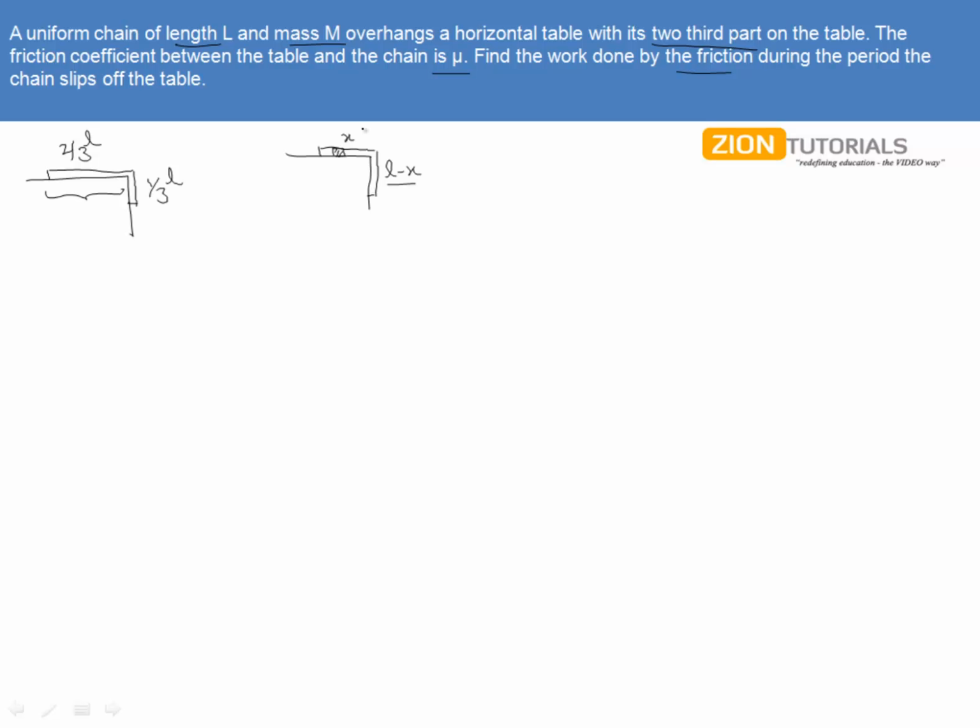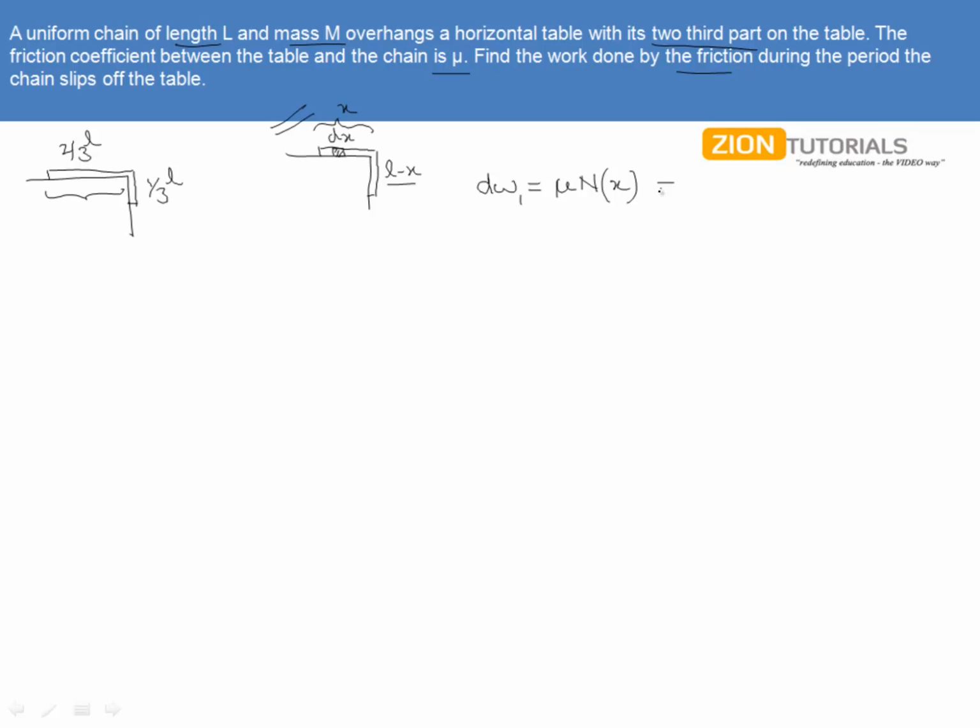So let us work with this generalized case when only x length is lying. Note that we have taken a case at an instant. Now if we take the element to be dx, that is, the length is just dx, then dW1, the work done by the friction, will be mu N, and the distance will be x. Because what is work done? It is force into displacement. What will be the displacement? At this instant, it will be x, because x part is lying above the table. In order to slip off, it has to move x distance. So the distance is x.